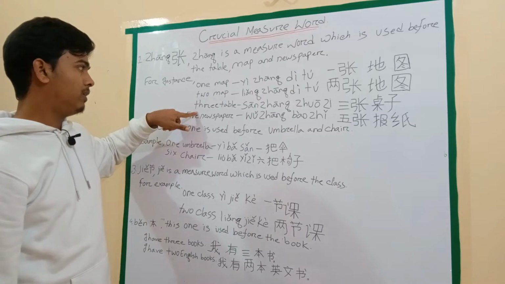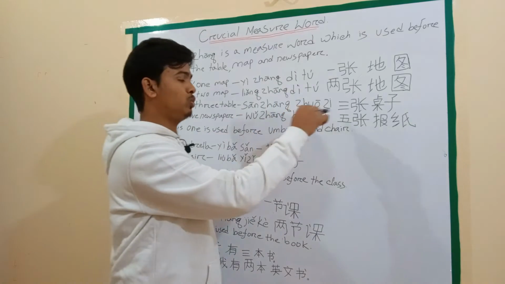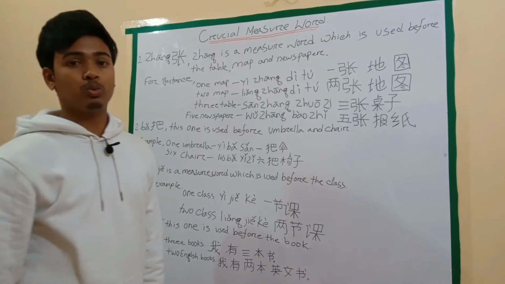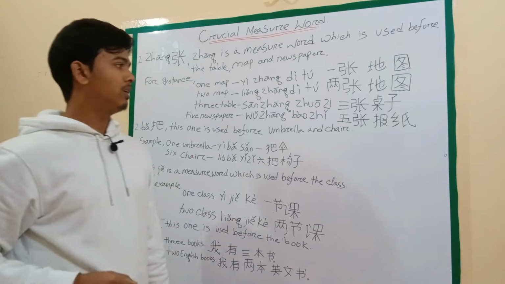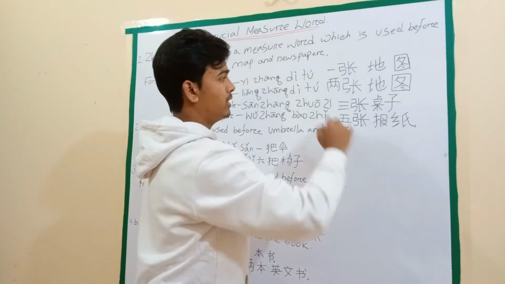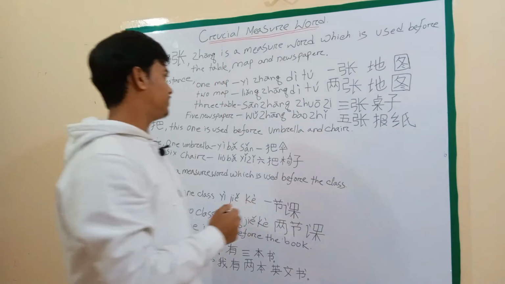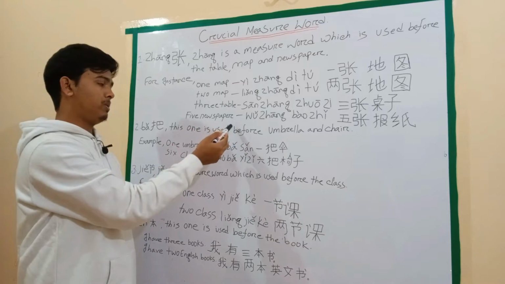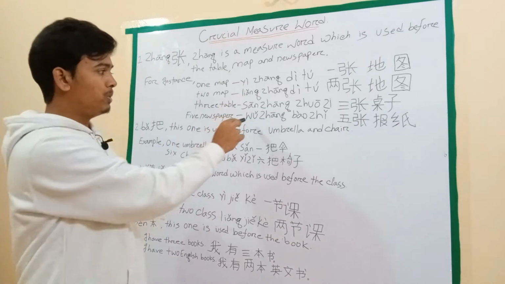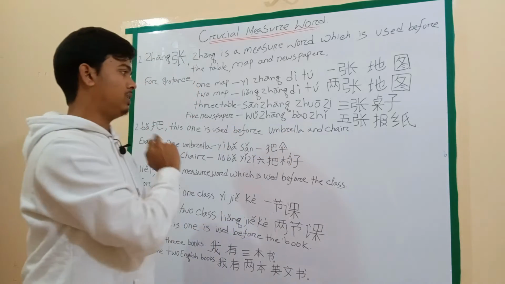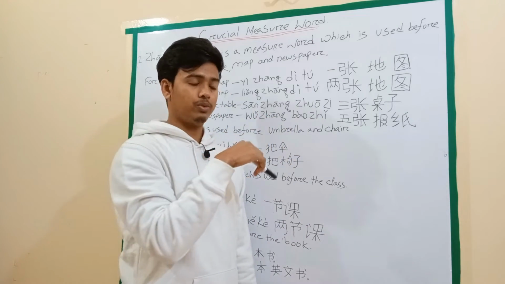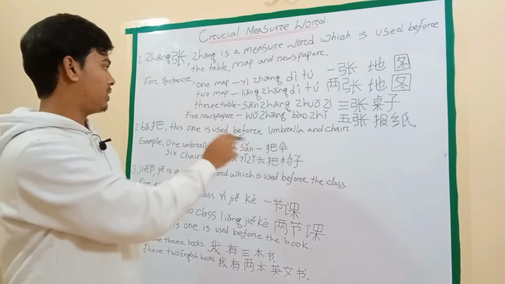Three tables, 三张桌子. Here is 桌子. 桌子 means table. Here I have already written the Chinese form. Five newspapers. 五 means 5. Zhang is a measure word for newspaper. 五张报纸. 报纸 means newspaper.